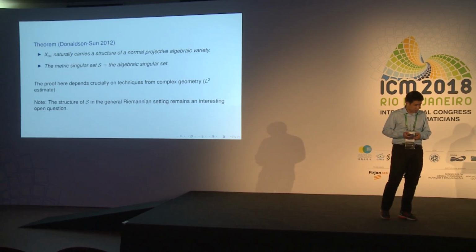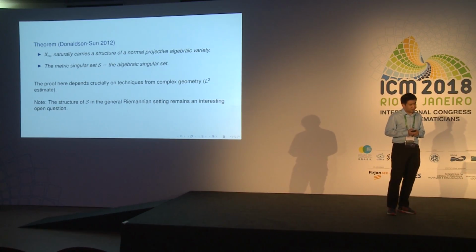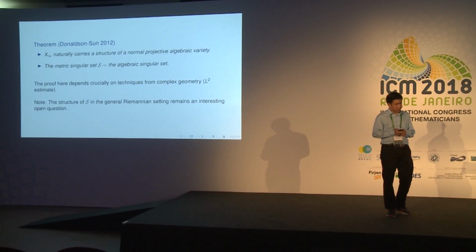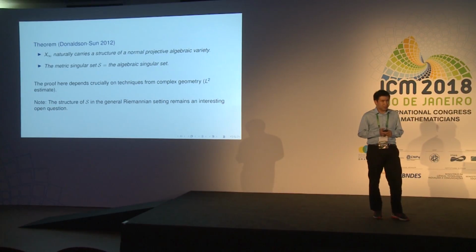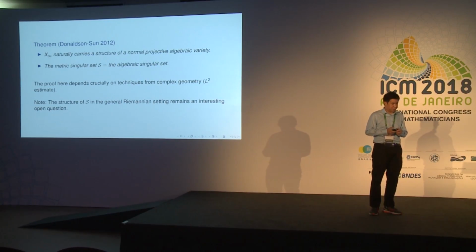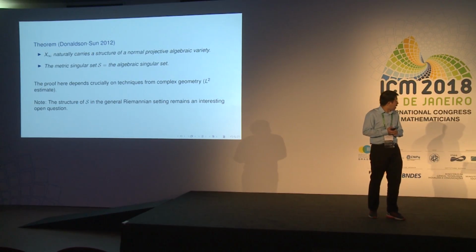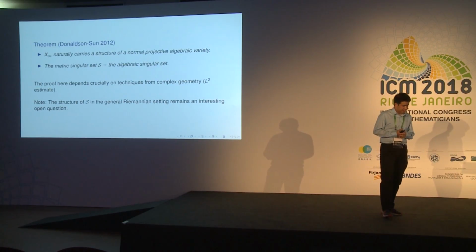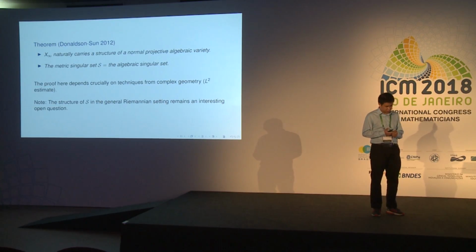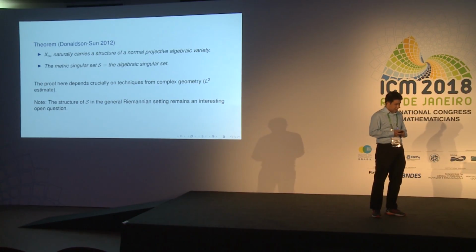limit. And that's what we proved in 2012. So X infinity, as a Gromov-Hausdorff limit, naturally carries the structure of a normal projective variety, and the metric singular set agrees with the algebraic singular set. So this gives the algebraic structure coming from the limits of Kähler-Einstein metrics. The proof here depends crucially on techniques from complex geometry. It depends on technical results that I will show you in the next slide.